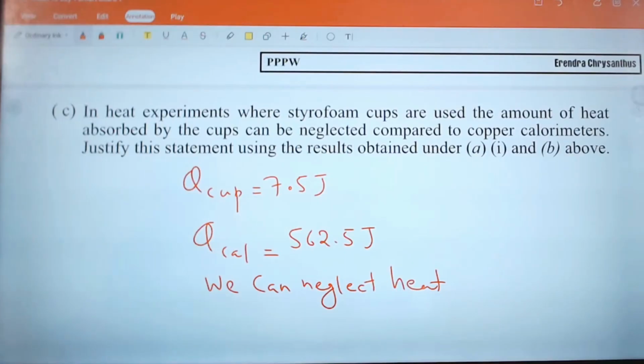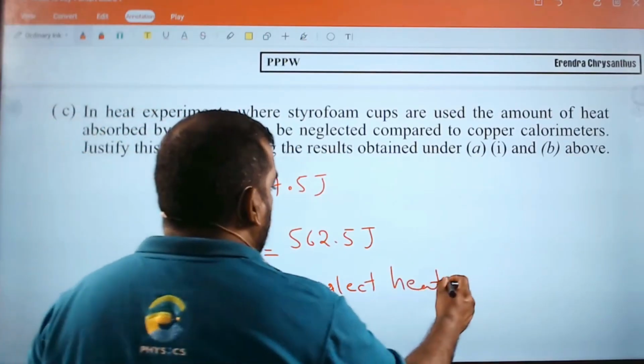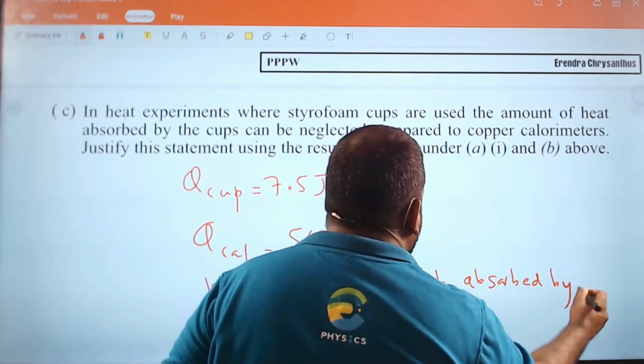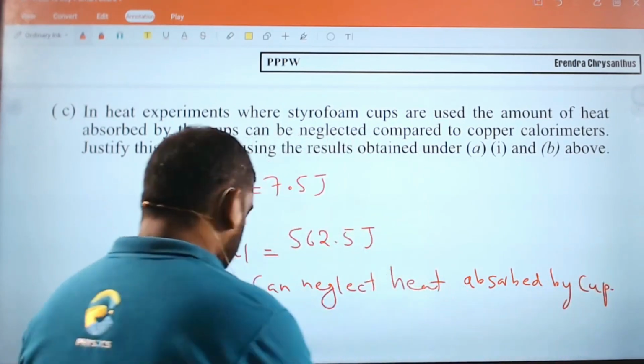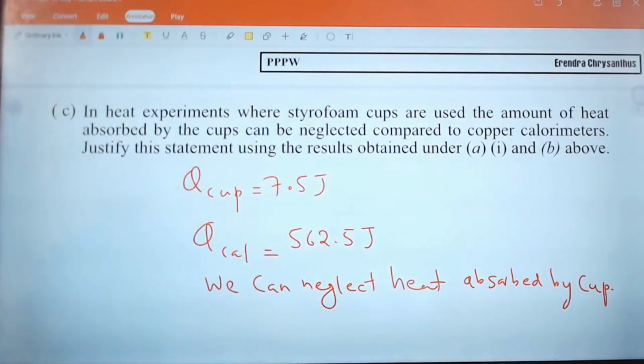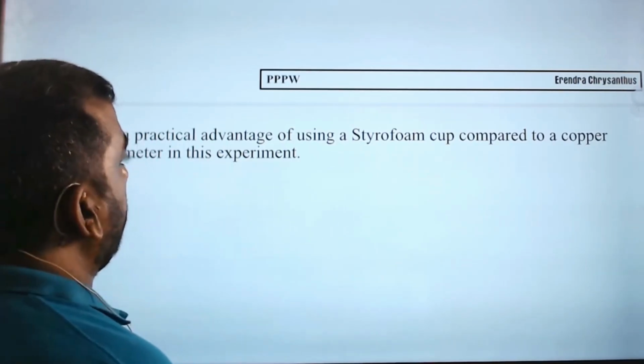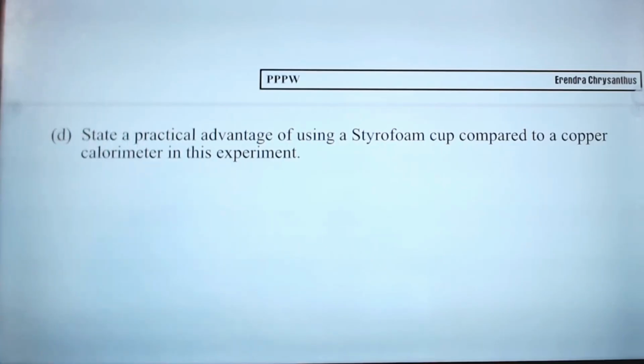We can neglect heat absorbed by the cup, right? Okay. Then what? State a practical advantage of using styrofoam cups compared to copper calorimeter.